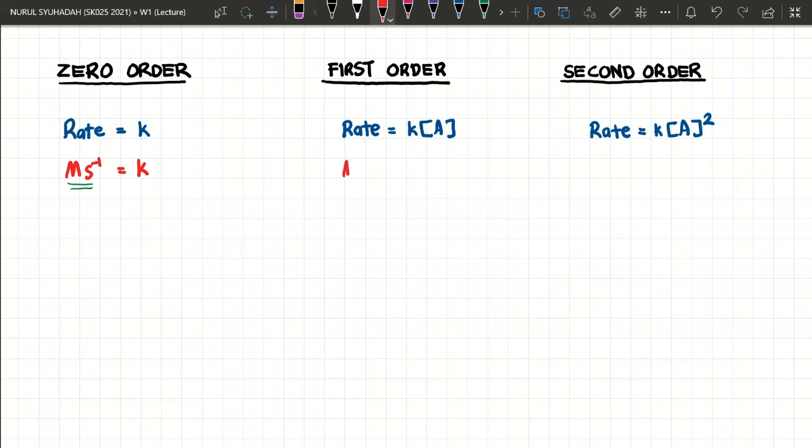Now let's continue with first order reaction. Rate, molar per second, equals k times the concentration of A. The unit for concentration is molar. Let's rearrange this equation: molar per second per molar. From here, you can see that the unit of the rate constant for the first order reaction will be per second.